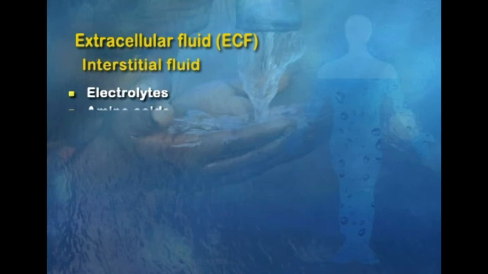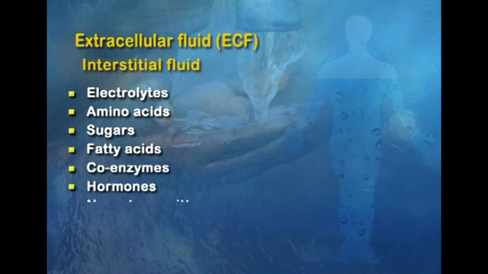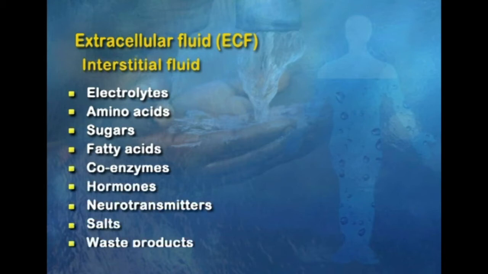It contains electrolytes, amino acids, sugars, fatty acids, coenzymes, hormones, neurotransmitters, salts and along with it even the waste products. The composition varies in different tissues in different areas of the body. The ionic composition of the interstitial fluid determines the concentration of ions in both intracellular as well as extracellular fluid. It also serves as a buffer against changes occurring in the plasma volume that is influenced by water or fluid intake.